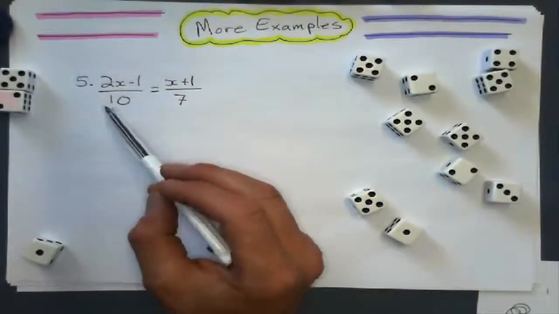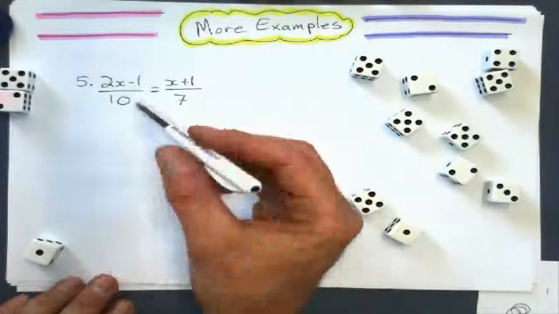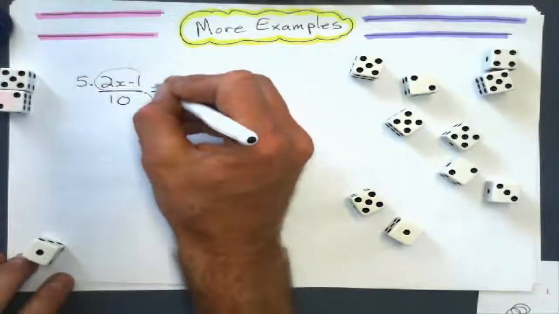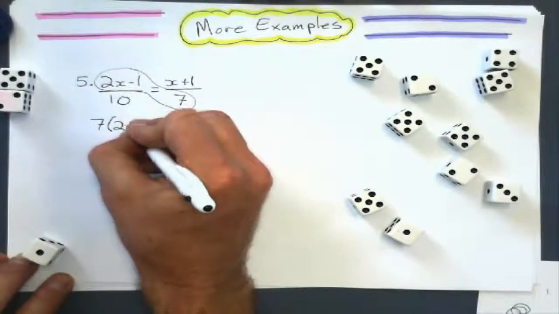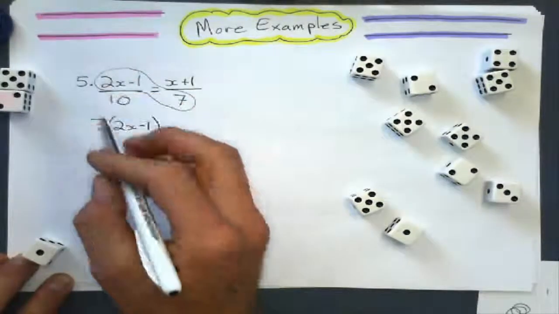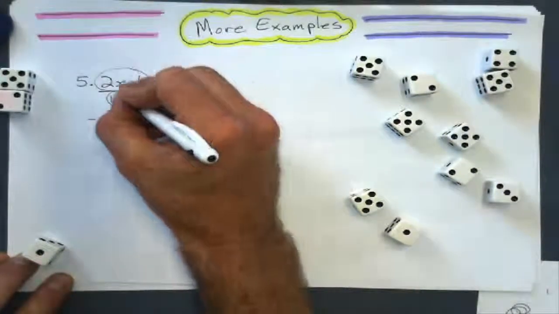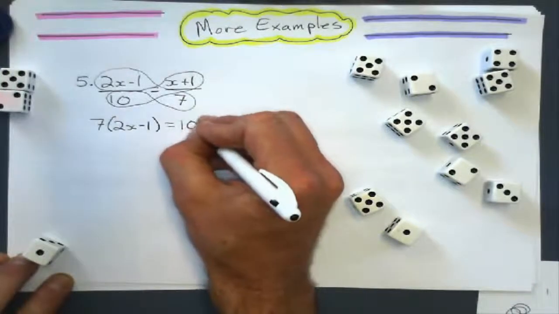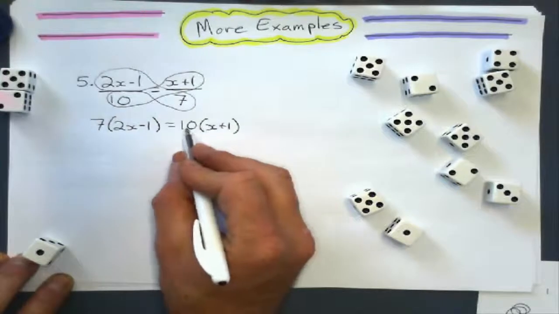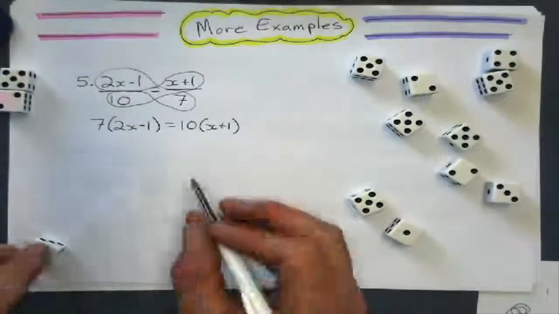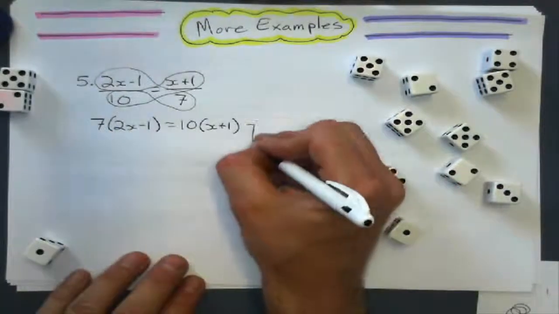So for this guy, it looks really hard. All right, it looks hard, but we just multiply these two together, and even that, when I say 7 times 2x minus 1, we've got to multiply that 2x minus 1 in brackets. So we do the whole thing, not just the 2x. And it's going to equal these guys multiplied together. 10 times x plus 1. And remember, in algebra, 10 next to a bracket means multiply. There's little invisible times signs right there.